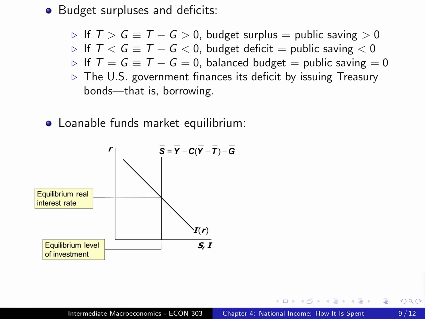How does the US government finance a deficit? By issuing treasury bonds, that is essentially borrowing from the market.